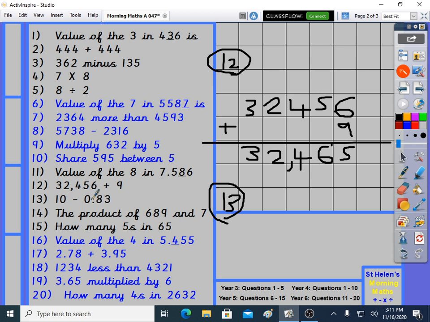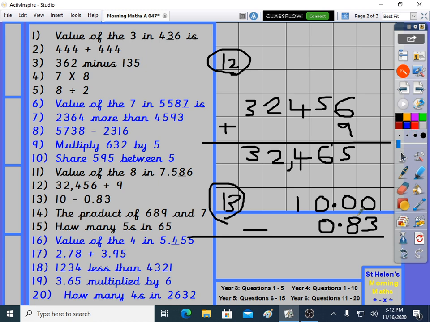10 is bigger than 0.83, but 10 will need some decimal places. We'll give it 2 decimal places like this. Decimal point, 1 decimal place, 2 decimal places. Because then we can take away 0.83. Lots of helping needed because 0 take away 3 we can't do. You're year 5, so I'll go quite quick with this.